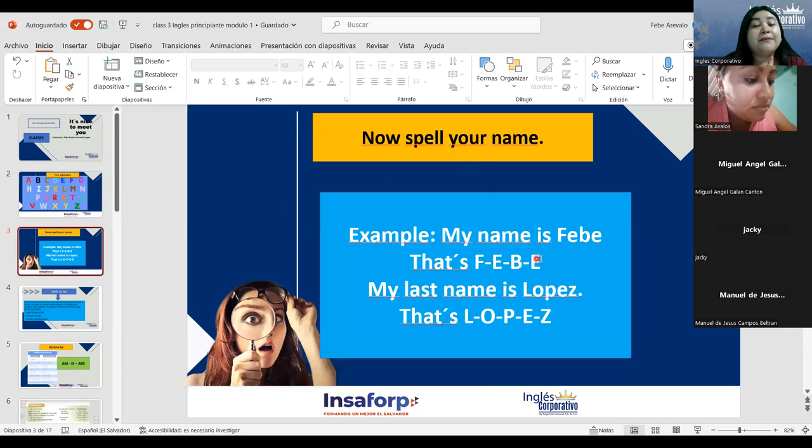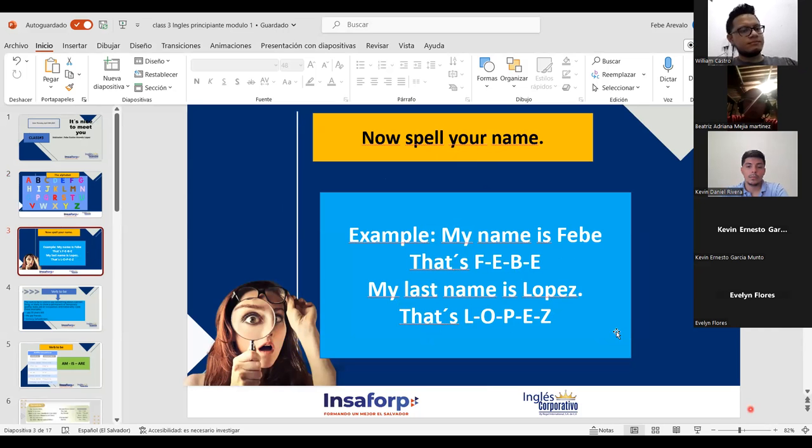For example, my name is Febe. That's F-E-B-E. My last name is Lopez. That's L-O-P-E-Z. All right? Now, try to give it a little bit of intonation. Vamos a darle un poquito más de ritmo, right? Ya no voy a decir F-E-B-E. No, tengo un poquito más de confianza y me dicen, for example, López, L-O-P-E-Z, okay? Now, do I have volunteers for this part? ¿Tengo voluntarios para esta parte?